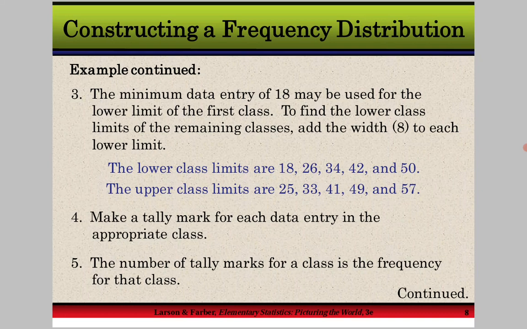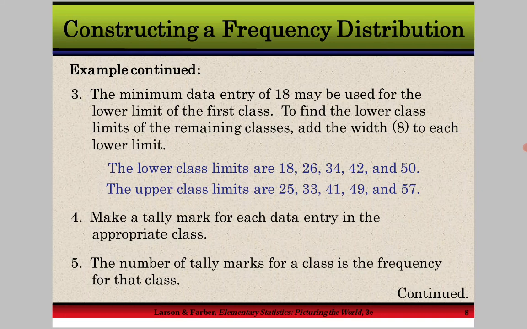Similarly, the upper class limits are 25, 33, 41, and so on. Then make a tally mark for each data entry in the appropriate class. The number of tally marks for a class is the frequency for that class. So what is the frequency? Frequency is nothing but the number of data items which fall under a particular class interval.